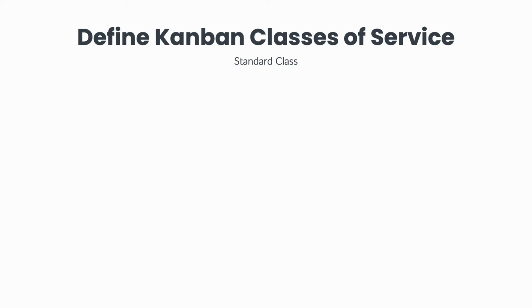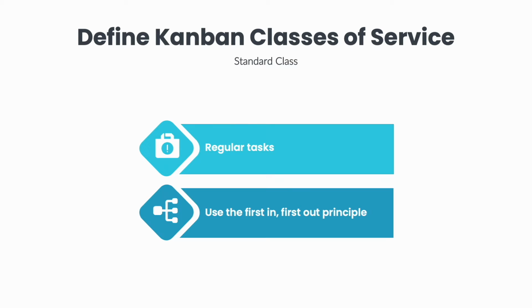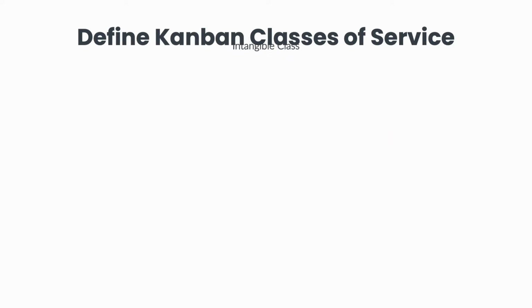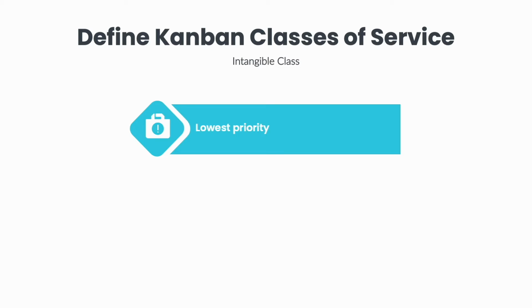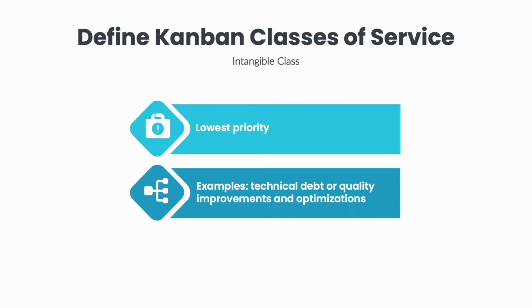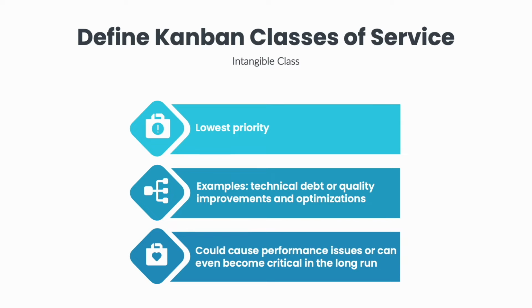Standard class of service represents all the regular tasks. These work items use the first in, first out principle. The intangible class of service work items need to be completed as well, but there's no rush for completing them right away. When prioritizing work, intangible tasks have the lowest priority. They are the class from which you are most likely to relocate capacity if an expedite task arrives. Some examples of these items could be technical debt or quality improvements and optimizations. These items are not critical, but in time, if they are ignored, they could cause performance issues or can even become critical in the long run.